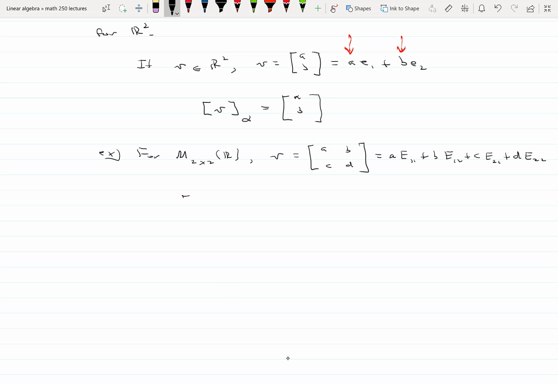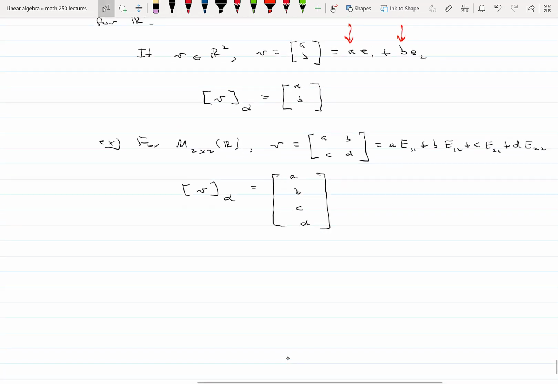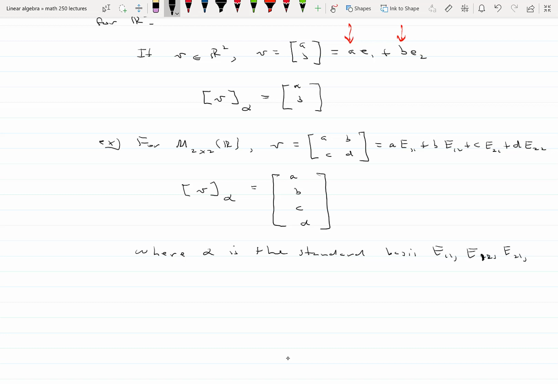So in this case, the coordinate vector of v relative to alpha is the column vector (a, b, c, d). Okay, and I realized as soon as I did that, I didn't identify what the basis was. Even though I was using them, alpha is the standard basis: E11, E12, E21, and also E22.